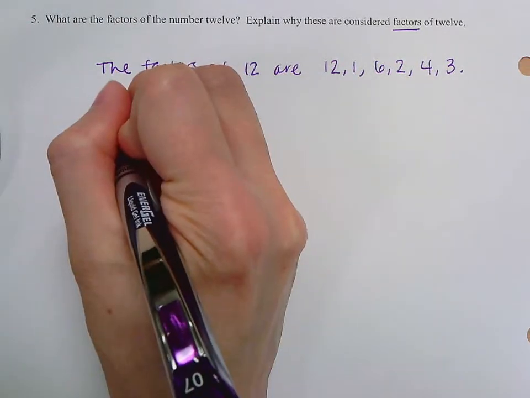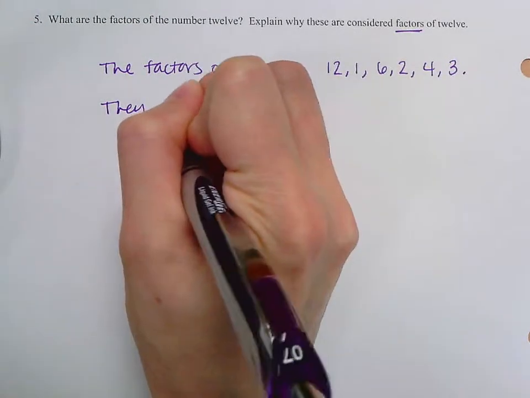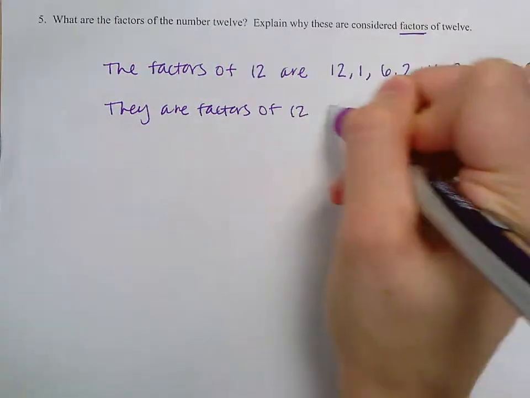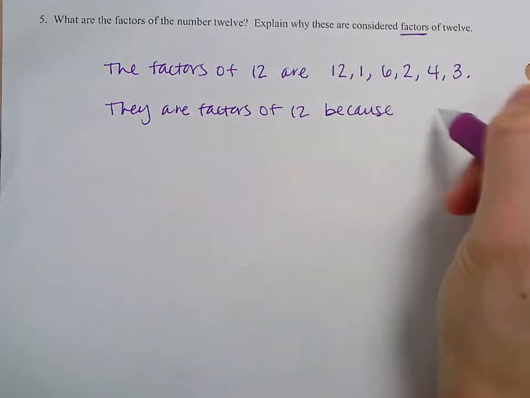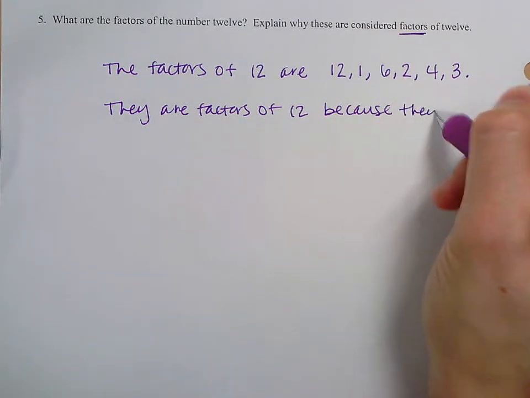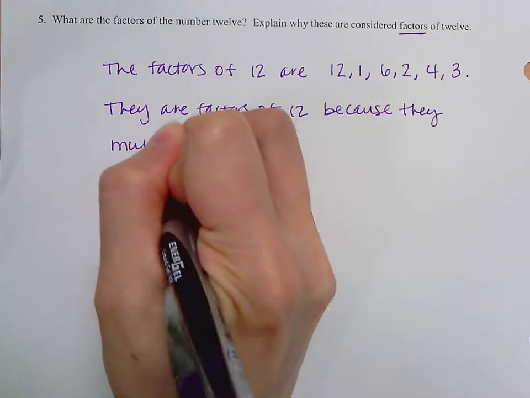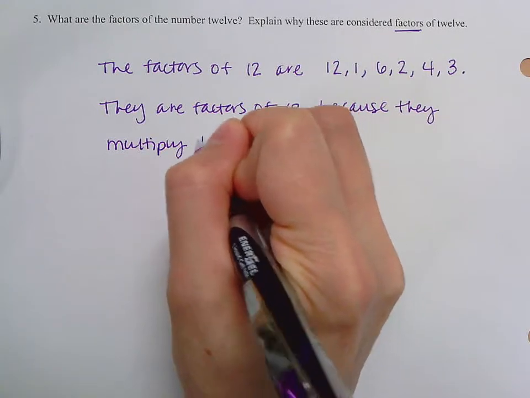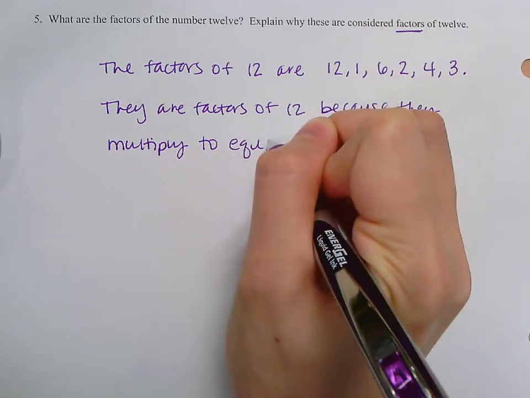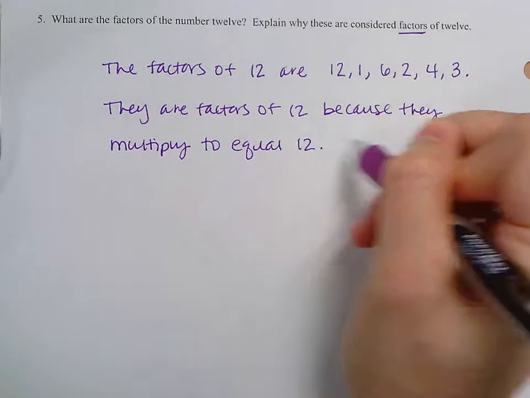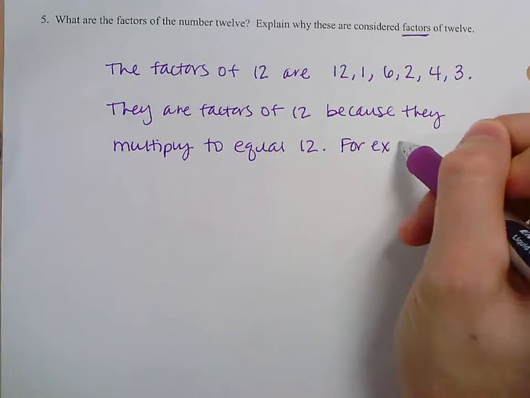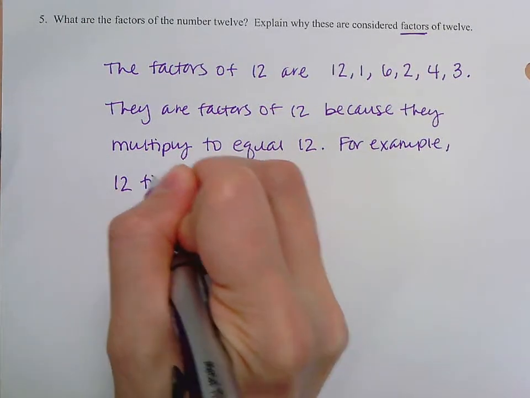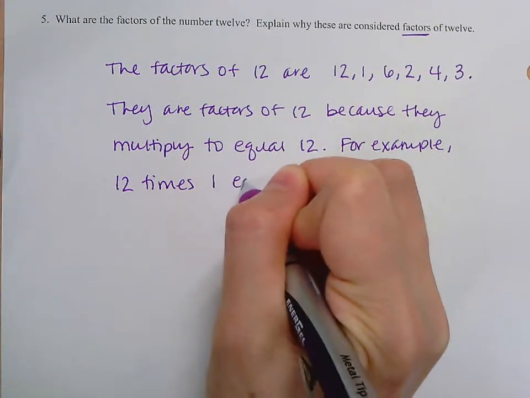Okay, so I will say they are factors of 12 because I'll say they multiply to equal 12. And then I'm going to put here, for example, 12 times 1 equals 12.